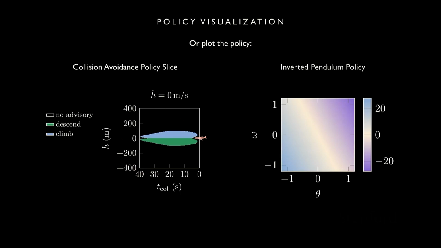For the collision avoidance system, we can do a similar thing, but now the actions are discrete. So here we're plotting a slice of the state space where on this axis we have the time to collision, and then on this axis we have the relative altitude between the own ship and intruder. So you could imagine the intruder is right here in the plot. And then if you put the own ship at any of these places, this is the action that it would get. If we're above the intruder, we get told to climb. If we're below, we get told to descend. And if we're far enough above or far enough below, we get no advisory, clear of conflict. We don't need to do anything because we're not in a dangerous situation.